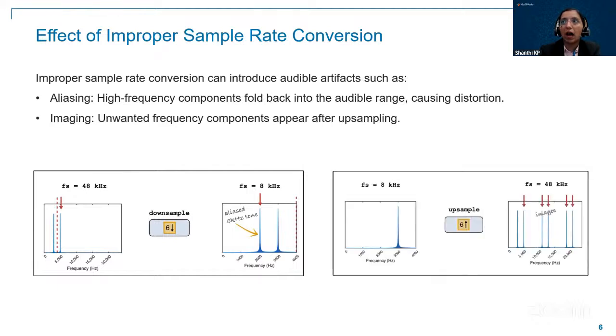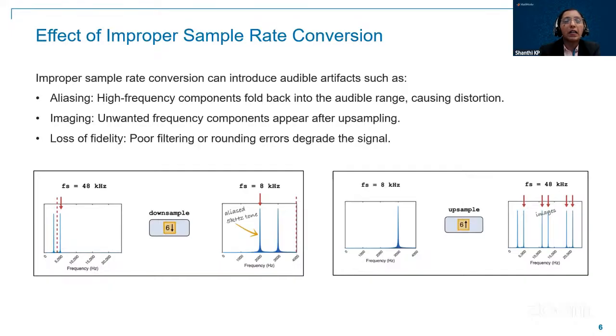Which occurs after resampling, after we increase the sampling rate from a lower sample rate to a higher sampling rate, there is a problem of imaging in the upsampled signal. So what is imaging? It results in unwanted frequency components appearing in the signal as spectral images. Finally, poor filtering or even rounding errors can lead to loss of fidelity, degrading the overall quality of the audio.